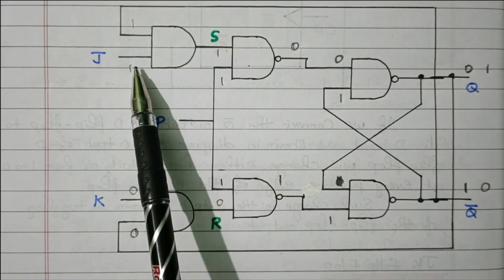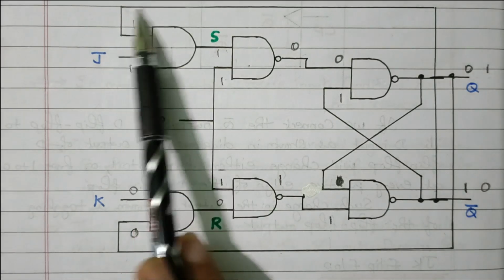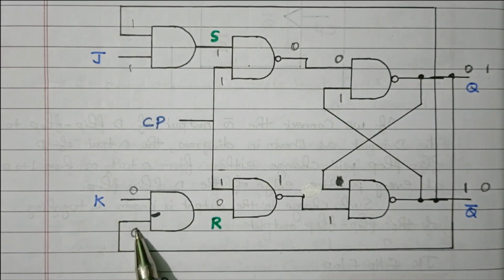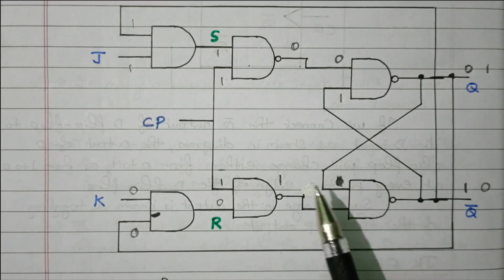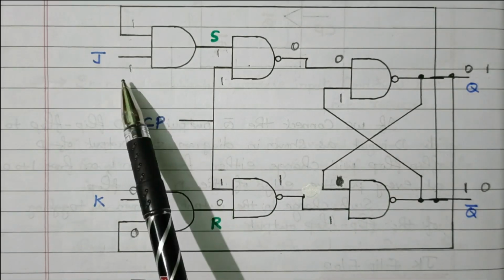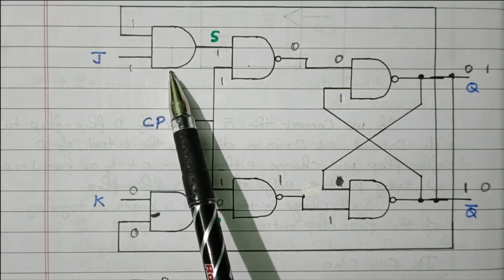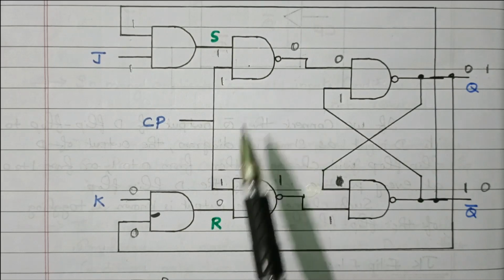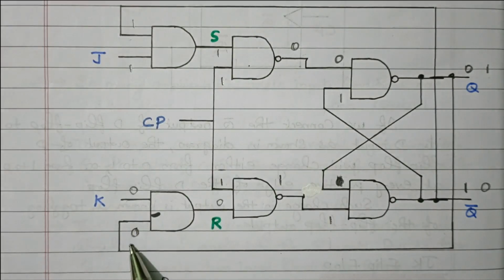This S is nothing but J into Q bar. This R input is nothing but K into Q. One input is K, another input is Q. What we discussed earlier, right? J into Q bar. J and Q bar is given to AND gate. That output is given as S to one of the NAND gates. K and Q is given to the AND gate. That output is given to another NAND gate. Then these two NAND gates are interconnected.